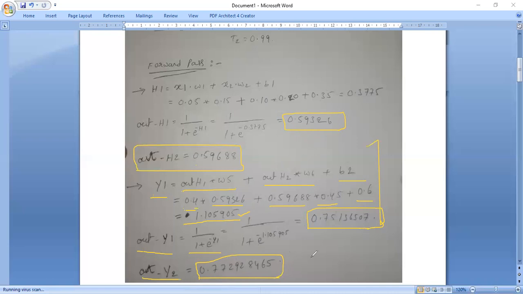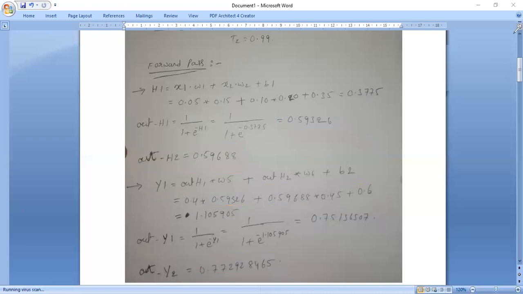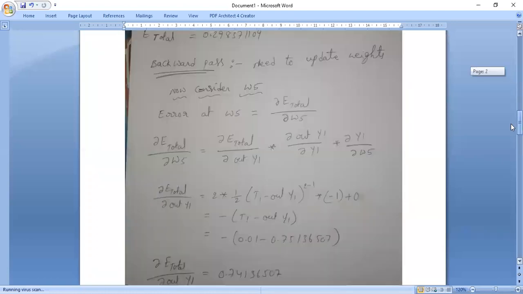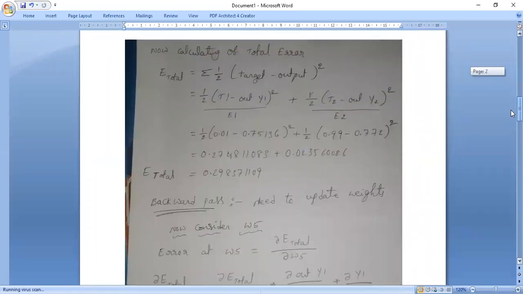Then what do we have to do now? We have to calculate the error function. The error rate will be calculated after the output function of Y1 and the output function of Y2. After Y1 and Y2, we are going to calculate the error function. For that, we already have some values now.